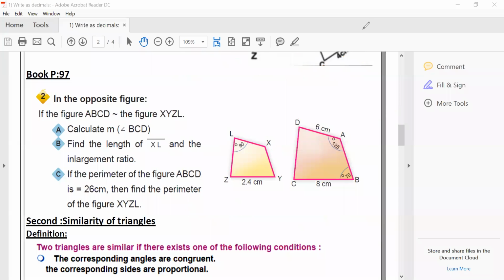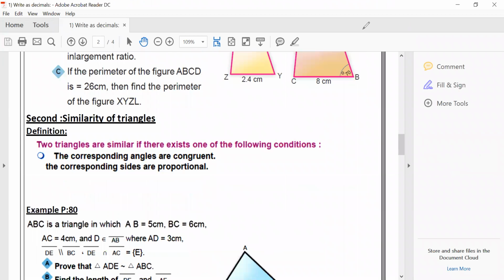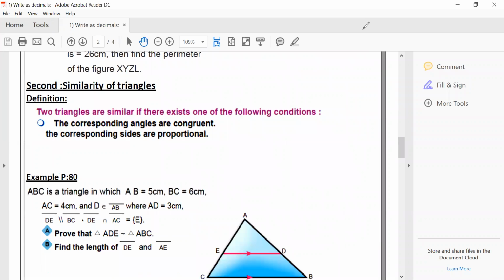Okay, because I want to go to the similarity of triangles, I will say it again. What is the difference between similarity of polygons and similarity of triangles? The difference is one thing: in triangles, one condition only is enough. If you have verified that the three angles in one triangle equal the three angles in the second triangle, so they are similar without the sides.